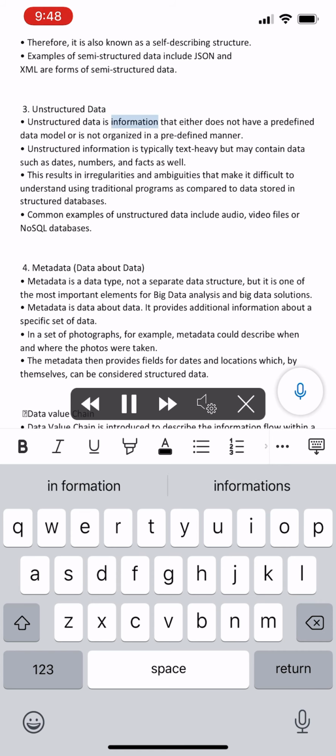Unstructured data is information that either does not have a predefined data model or is not organized in a predefined manner. Unstructured information is typically text-heavy, but may contain data such as dates, numbers, and facts as well. This results in irregularities and ambiguities that make it difficult to understand using traditional programs as compared to data stored in structured databases. Common examples of unstructured data include audio, video files, or NoSQL databases.